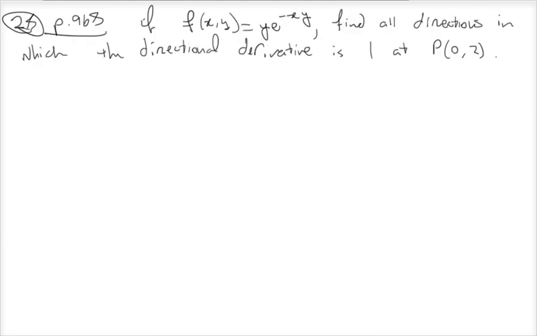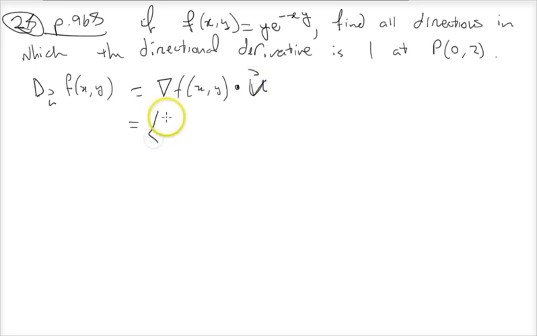So now we're going to do problem 28 on page 968 in your book. Given this function of x and y, we're asked to find all the directions in which the directional derivative of f is equal to 1 at point (0, 2). So first thing we need to do is find the directional derivative of f of x, y. We don't know what direction we're finding it in. That's actually what we're going to end up trying to find, and so we need the gradient of f of x, y dotted with some vector u.